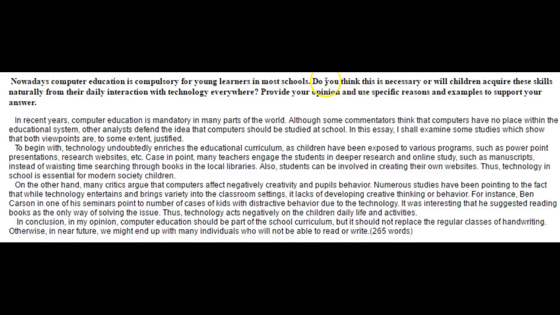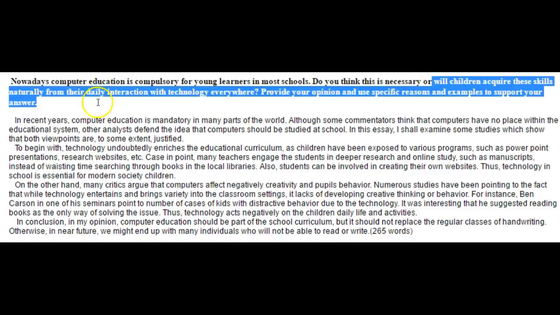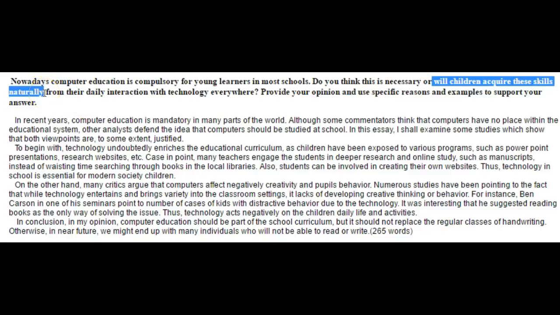So, there are your two ideas. Is it necessary, or will children acquire these skills naturally? And the essay should only discuss the points raised in the question. So on the next question, highlight the ideas in the question and then answer only those.